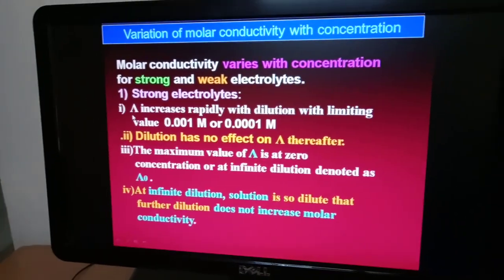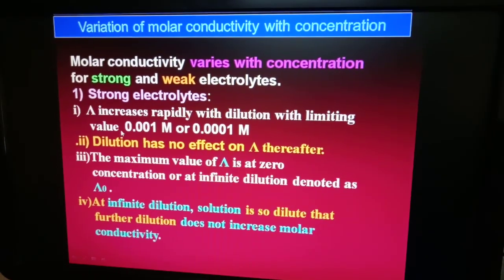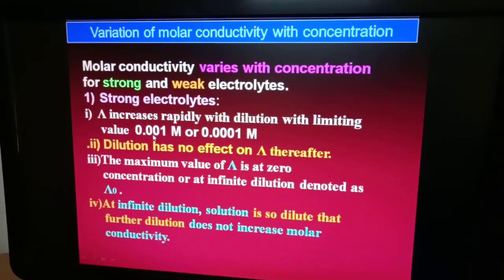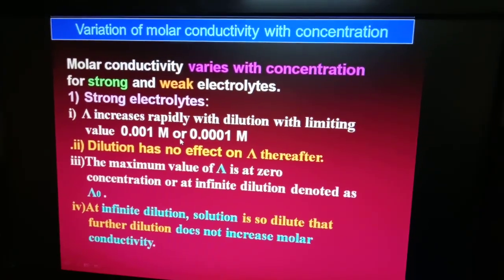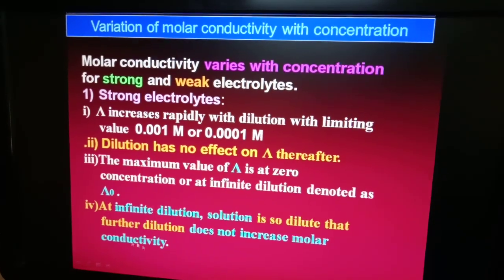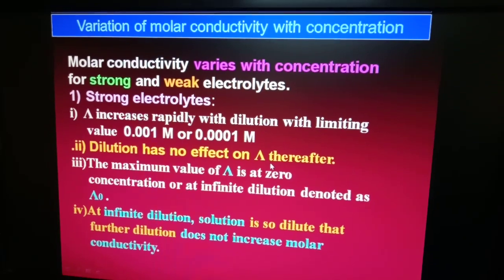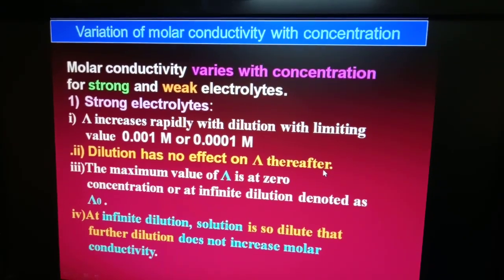Molar conductivity varies, that is, changes, with the concentration of strong and weak electrolytes. For strong electrolytes, molar conductivity increases rapidly with dilution up to a limiting value, at 0.001 molar or 0.0001 molar. Dilution has no effect on molar conductivity thereafter.